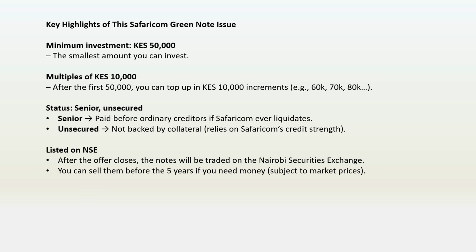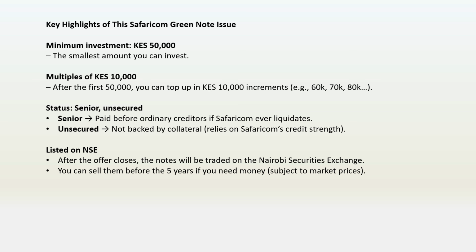you want to invest. Status, it is senior unsecured. Senior means it's paid before ordinary creditors in case of liquidation. In case Safaricom is ever liquidated. What this means, let's say Safaricom is not able to perform. It's not in operation and it is liquidated, and people need to be reimbursed.